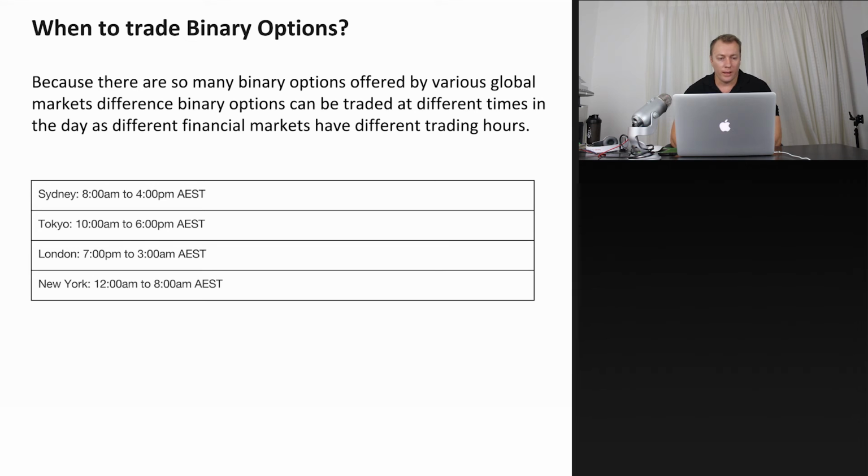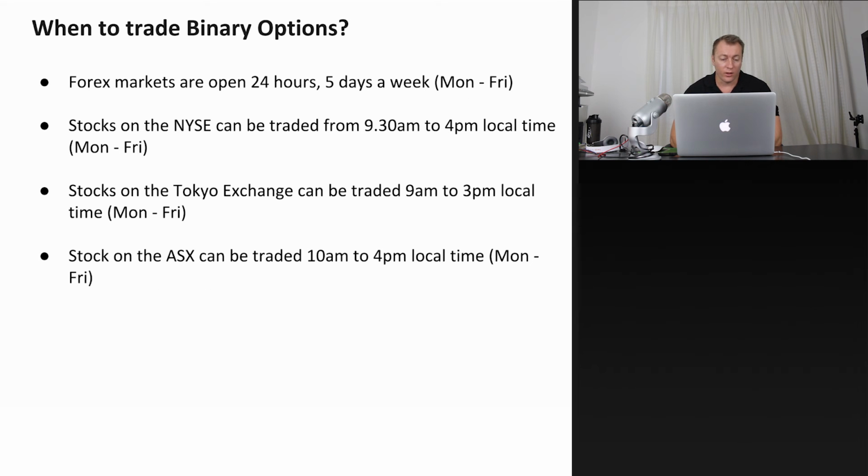So moving on from when to trade binary options. The Forex markets are open 24 hours, 5 days a week, Monday to Friday. Stocks on the New York Stock Exchange, for example, can be traded from 9 a.m. to 4 p.m. local time in New York, Monday to Friday. Stocks on the Tokyo Exchange can be traded from 9 a.m. to 3 p.m., and stocks on the ASX can be traded from 10 a.m. to 4 p.m. So you see that Forex markets are open 24 hours, 5 days a week, but stocks, indices, and commodities have more limited times when you can trade them.